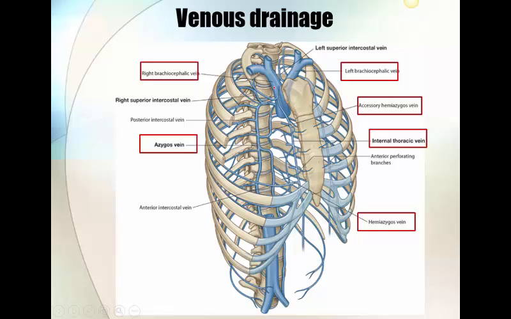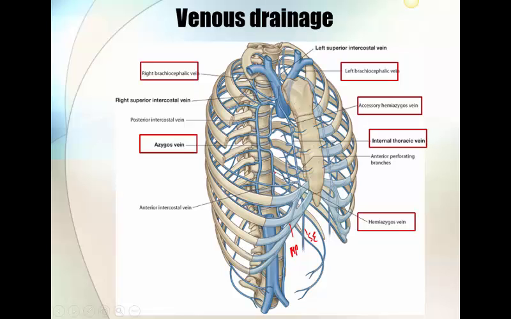What I want you to see also is this here is the internal thoracic vein, and this is the musculophrenic vein. I don't think it's been labeled here. Notice this is the musculophrenic vein, and this one will be superior epigastric. So from the lower spaces, the anterior intercostal veins drain into musculophrenic, which drains into internal thoracic.